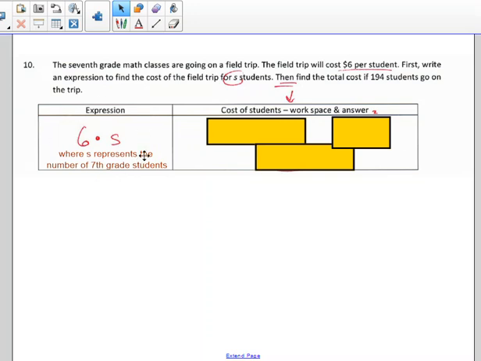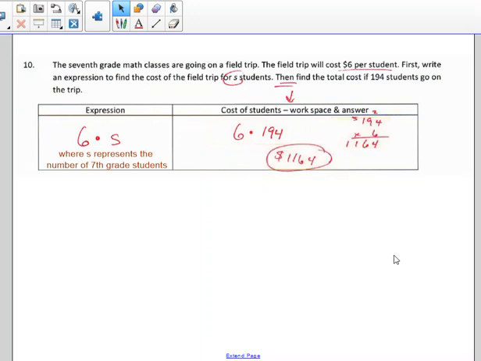Now, in the second part, they say then find the cost if 194 students go on the trip. So we take our expression and now we can substitute a value for S. So really we get 6 times 194. And if we multiply that through, we would get $1,164. Now you can use a calculator here, but again, you should show what you did to get your answer.